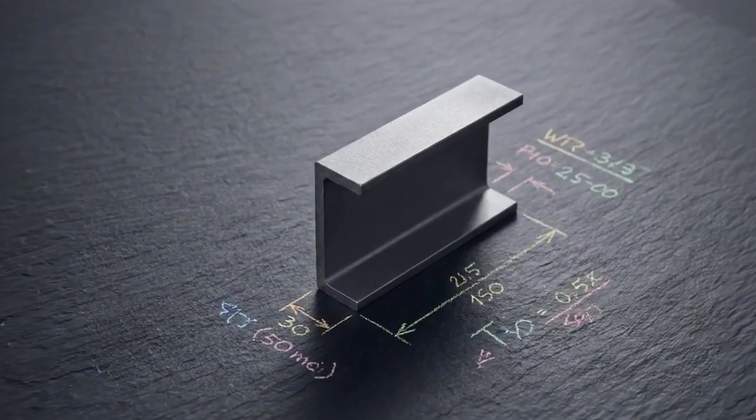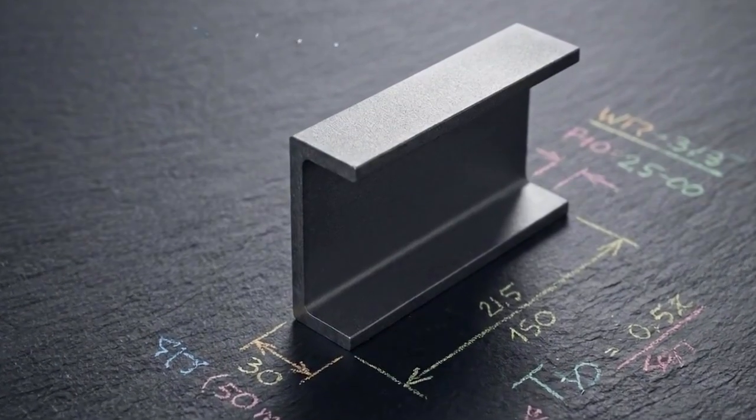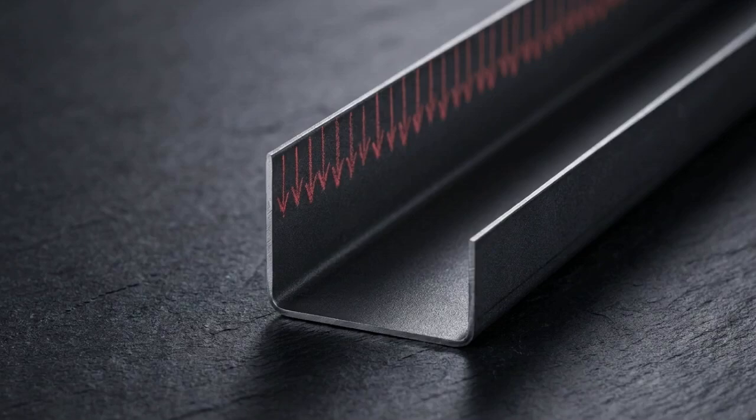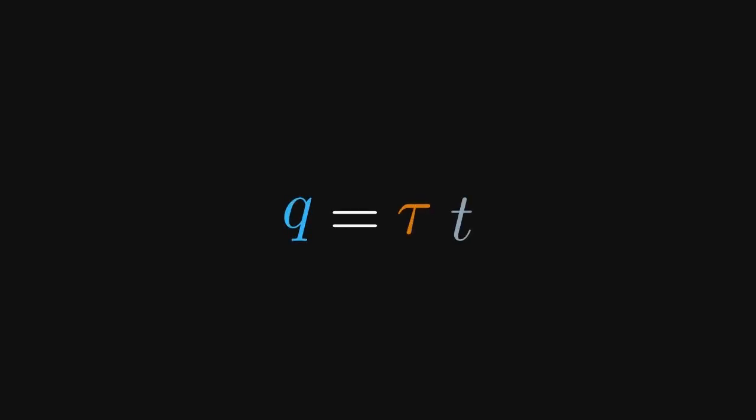Let's pull a single C-channel support beam out of that wing lattice and look at its cross-section in microscopic detail. Because the metal wall here is so thin, the shear stress trying to slice through it has no room to vary from the inner edge to the outer. The stress remains completely uniform across the entire thickness of the metal. Engineers use the shear flow equation to calculate Q by multiplying uniform shear stress by the metal wall's thickness.